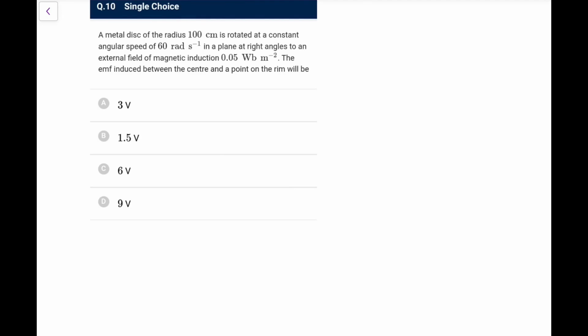Next, a metal disc of 100 centimeter radius is rotated at the speed in a plane at right angle to an external field. The EMF induced between the center and the point on the rim.